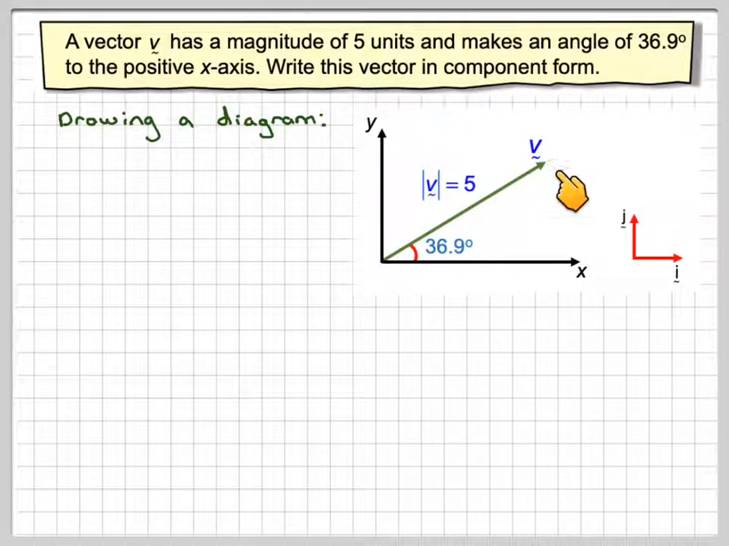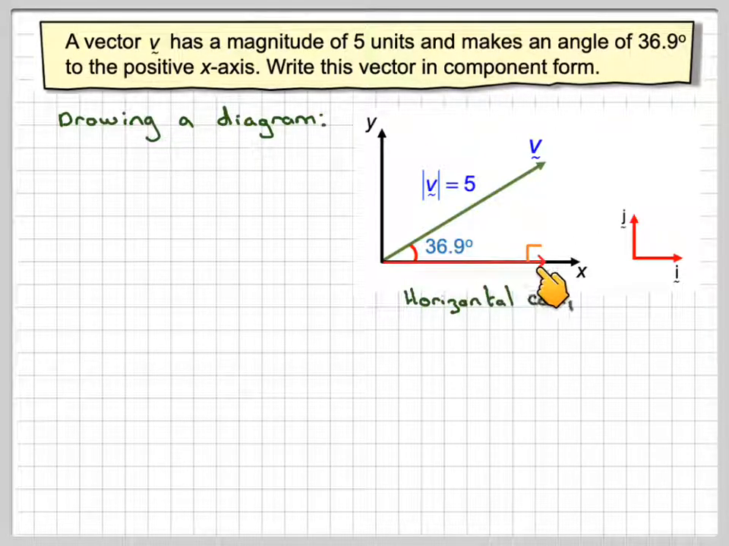So we have a vector here, which is a line segment with an arrow on it, and this means the magnitude. This is what the symbol is for. Magnitude has a length of 5. Magnitude means the length of the line. So we know we want to write the vector in component form. Vectors can be split into a horizontal component and a vertical component.